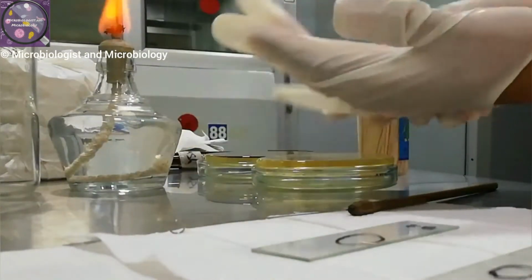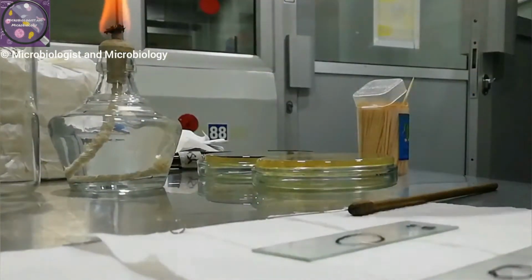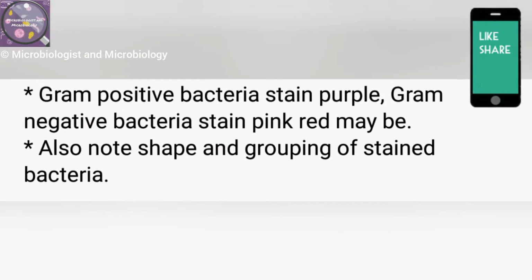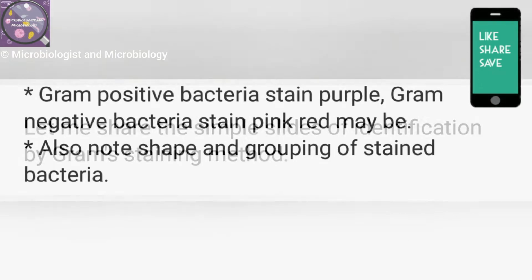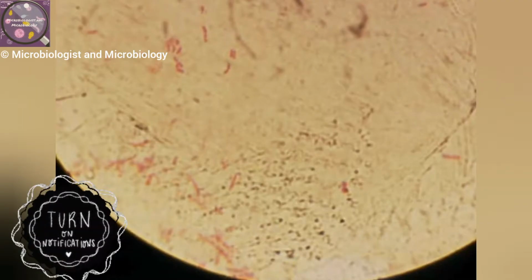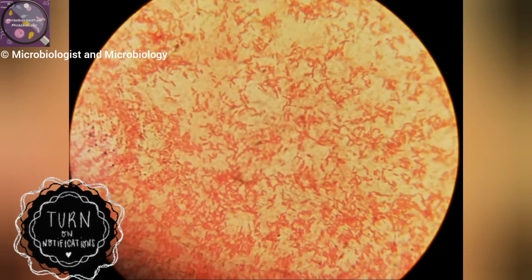First, let me share what key points you should remember when doing gram staining of bacteria. Gram-positive bacteria stain purple, gram-negative bacteria stain pink or red. Also note the shape and grouping of stained bacteria while doing microscopy. Let me share some examples with simple slides of identification by the gram staining method.